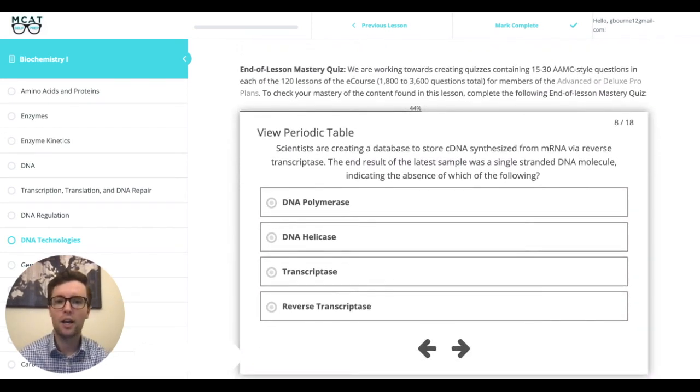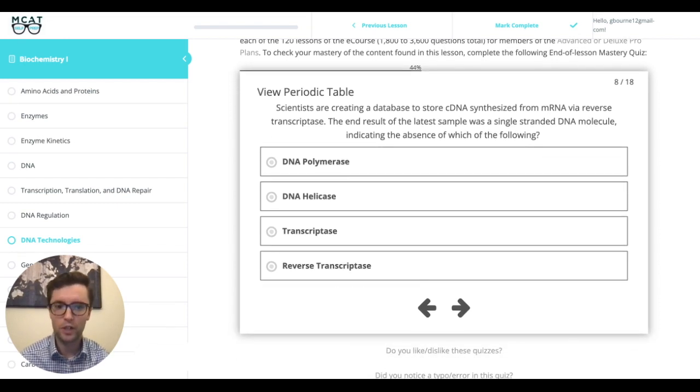Now, today's question of the day comes from the end of lesson mastery quiz found in lesson 7 of the Biochemistry 1 module. So be sure to hit pause and try this problem for yourself before watching my explanation. To get started, let's go over this question together.